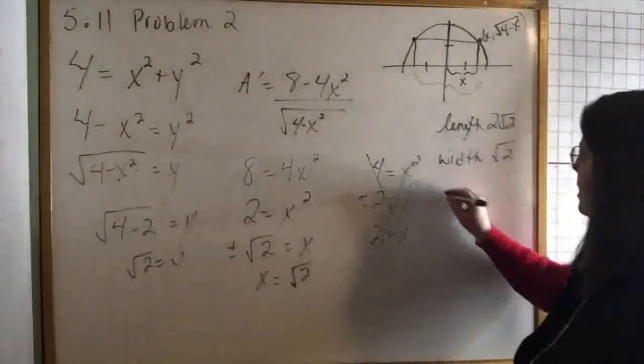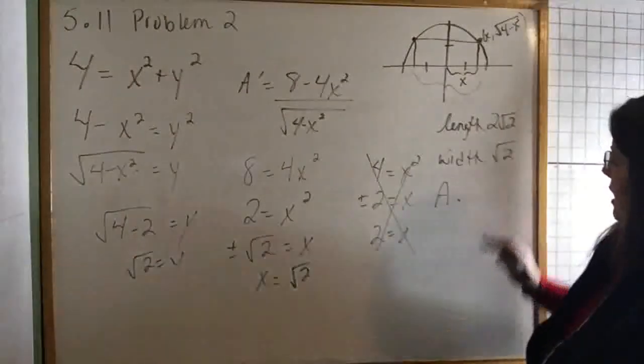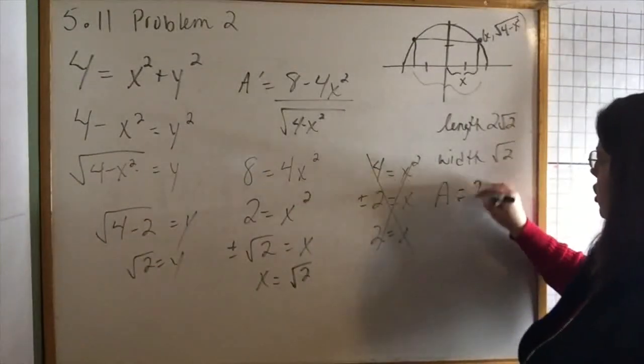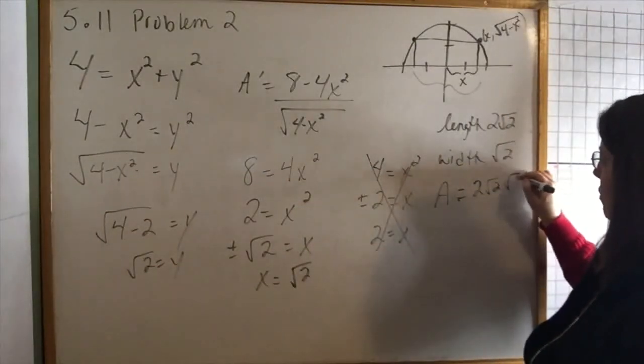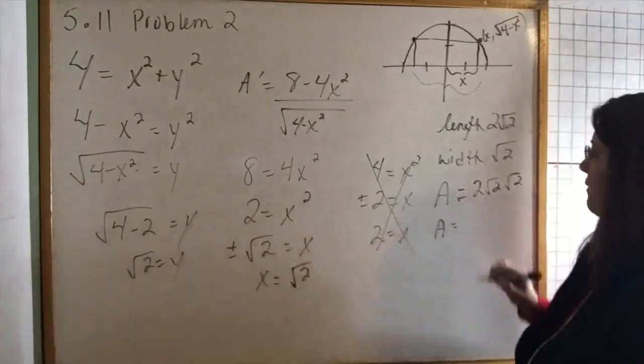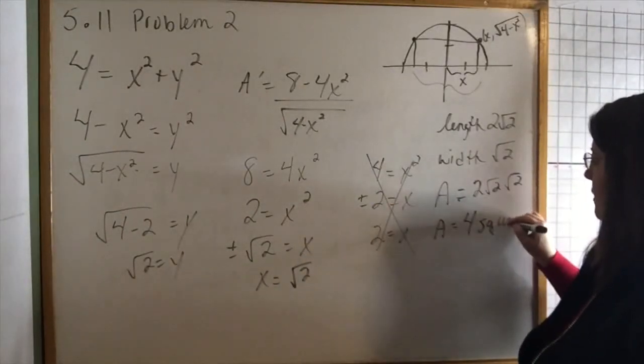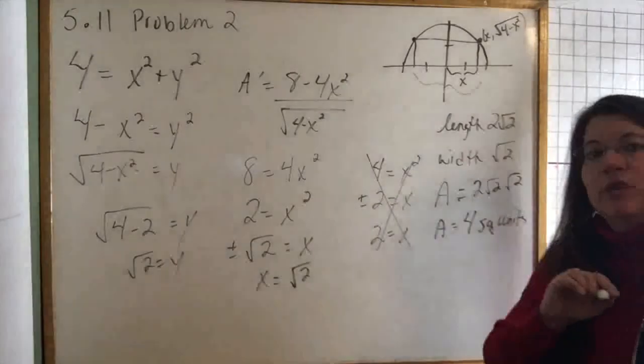And then if I wanted to find the area, it would just be those two multiplied together. So my area would be 2 square root of 2 times square root of 2, giving me an area of 4 square units to finish off that problem.